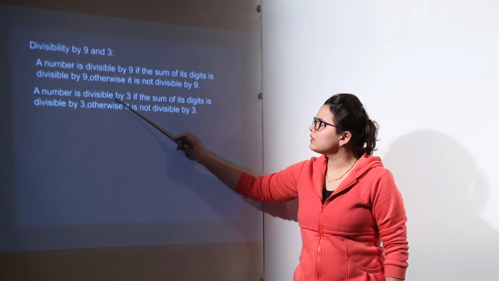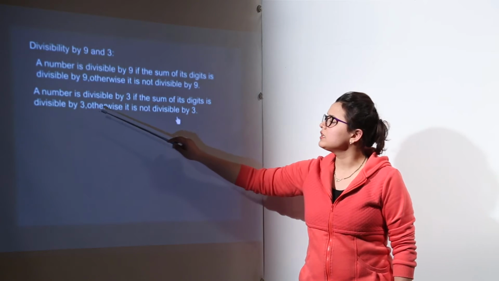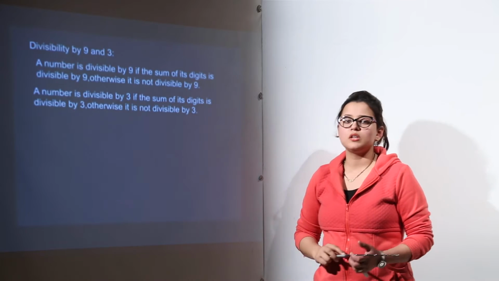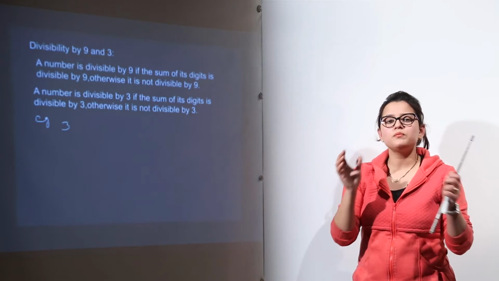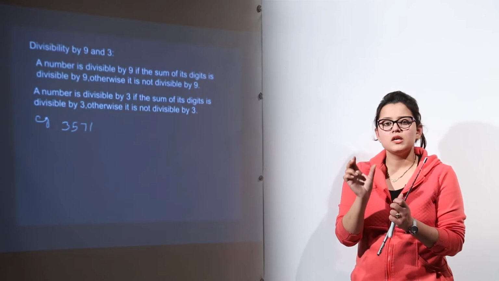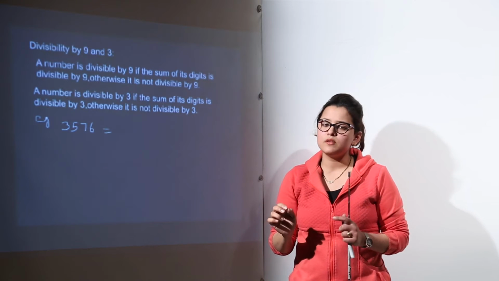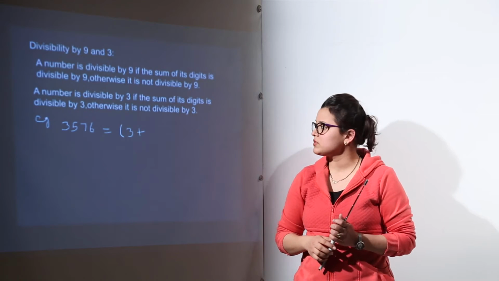Similarly, for a number to be divisible by 3, the sum of the digits must be divisible by 3, otherwise it is not. Roughly, if I summarize this, you just add up the digits of the number. If the total is divisible by 3, the number is divisible by 3. If the total is not divisible by 3, the number is not divisible by 3.